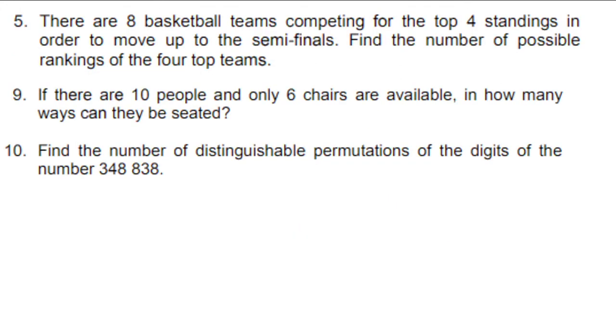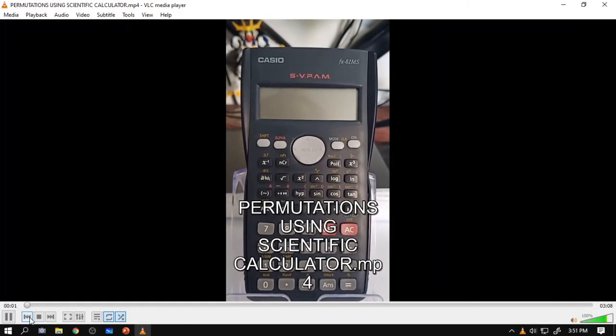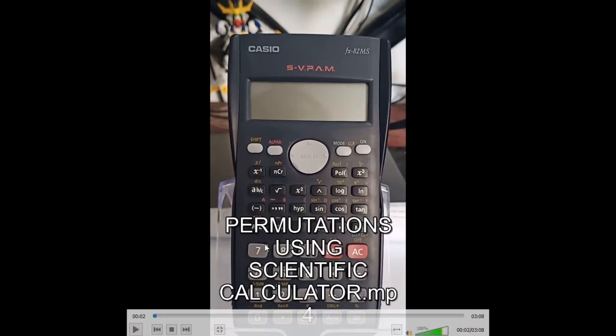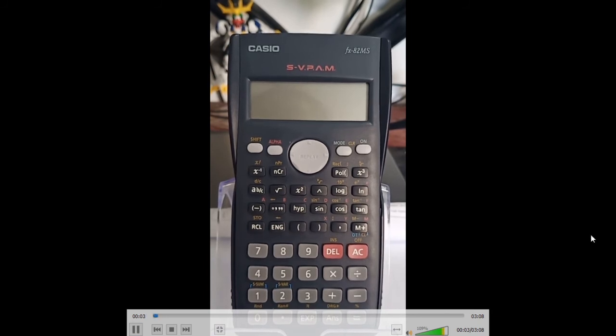Now, I'll be showing you a video on how to use your scientific calculator in solving permutation. Okay? Wait lang. Set lang natin. How to use scientific calculator in computing permutation.